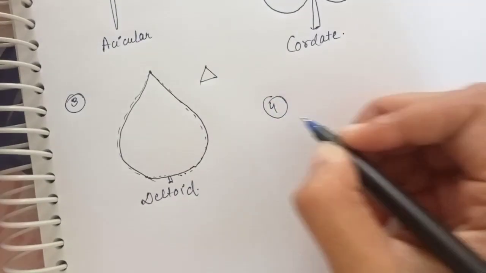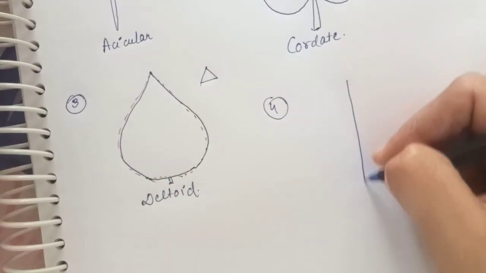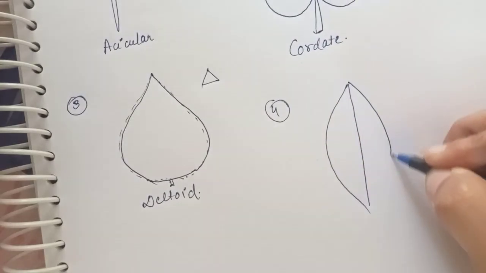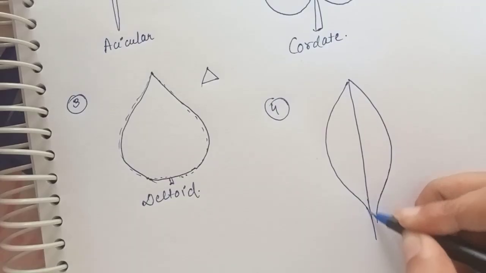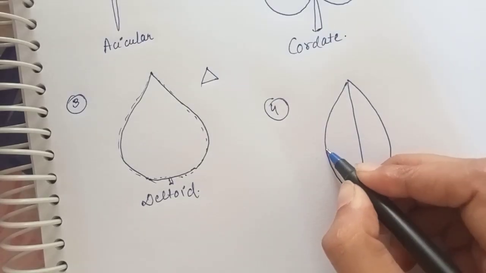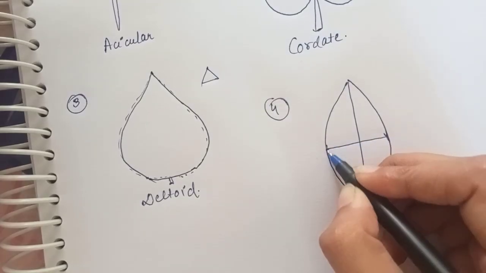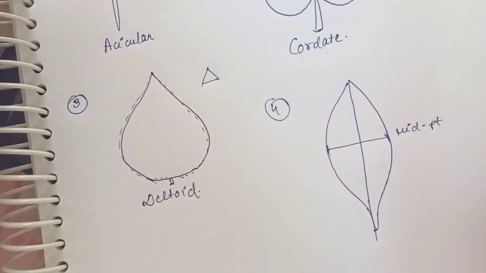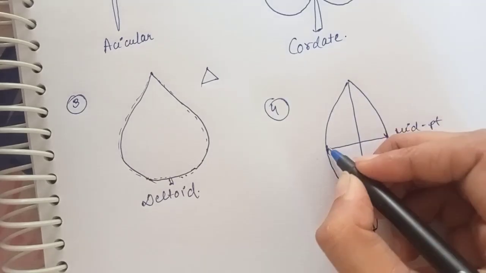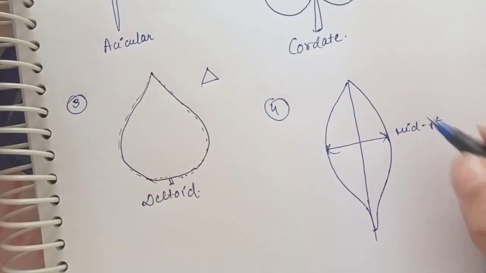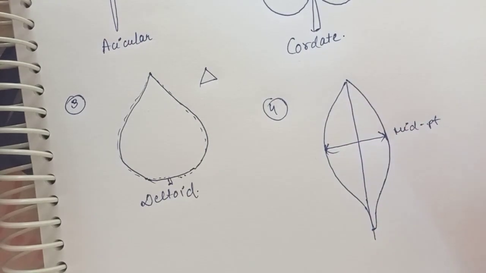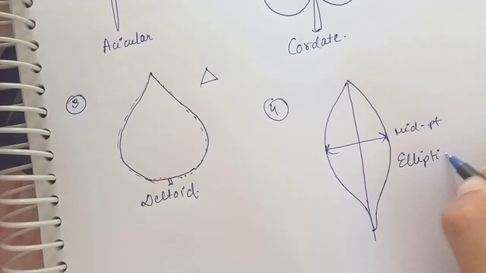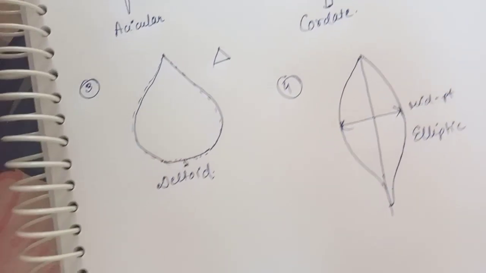The fourth shape is elliptical. Now I would like to explain what an ellipse is. An elliptical leaf would be a leaf that has its maximum diameter somewhere around the midpoint. It has the maximum diameter, but it is shorter than the overall length of the leaf, and hence this shape is known as elliptical or elliptic leaf, we'll call it.